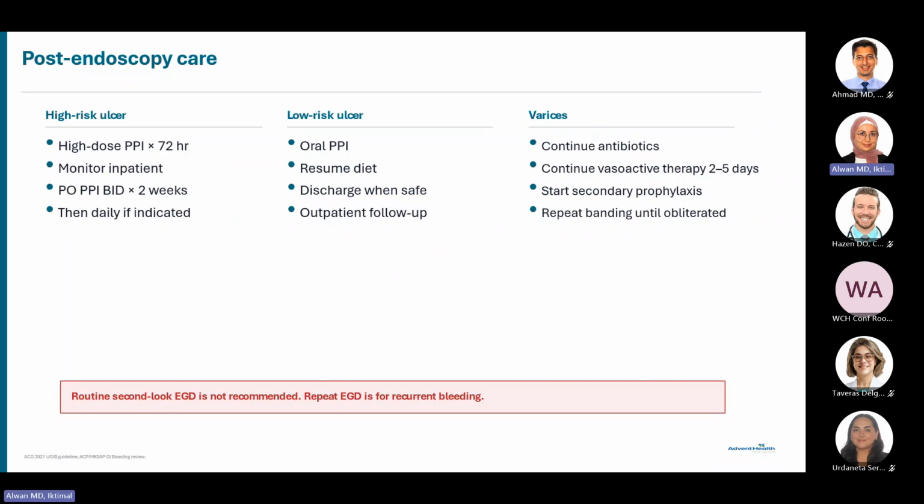And when are we going to start beta blockers? I have a patient now, done with endoscopy, found to have varices. When am I going to start the beta blockers? Usually after I stop the vasoactive therapy, like after stopping octreotide. Usually you keep octreotide between 2 to 5 days, depending on each case. Usually we do it 3 days in the hospital. After stopping the vasoactive therapy, this is a good timing to start beta blockers.